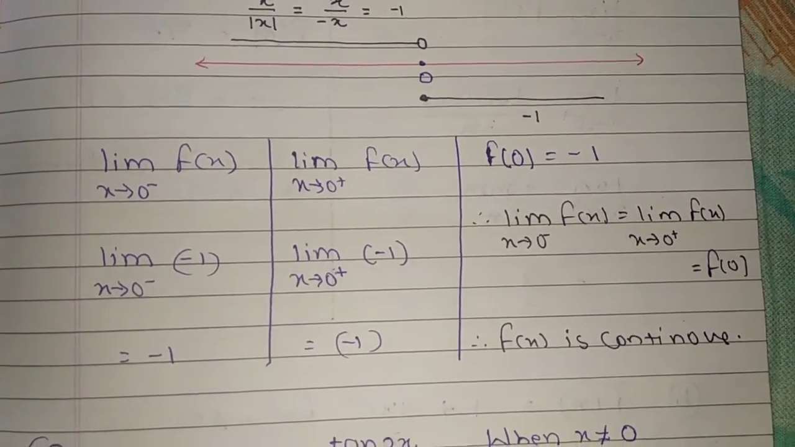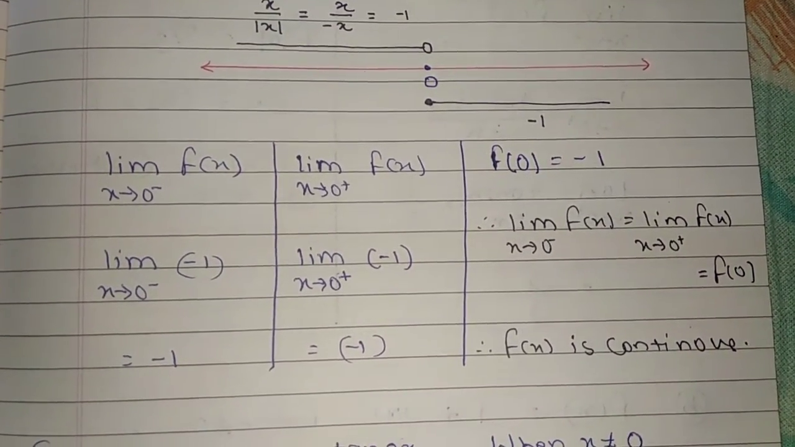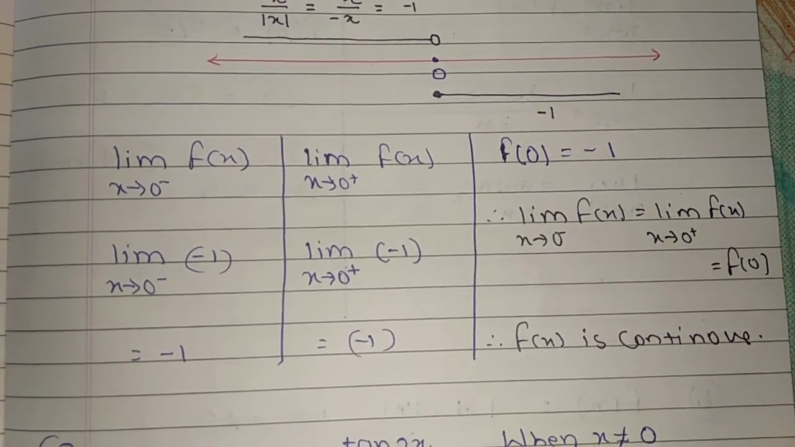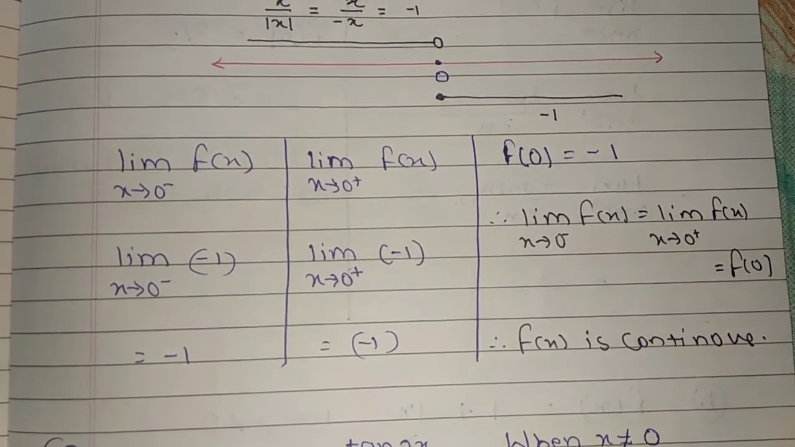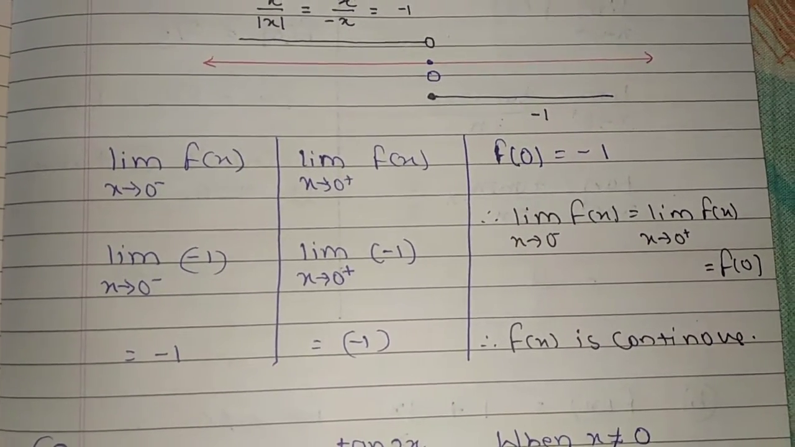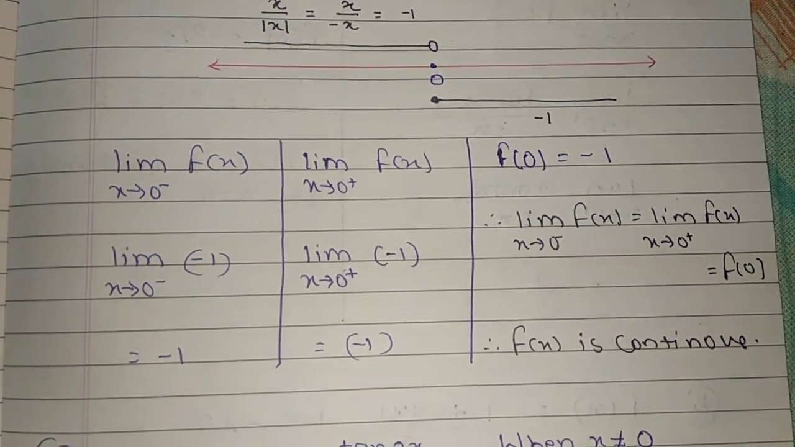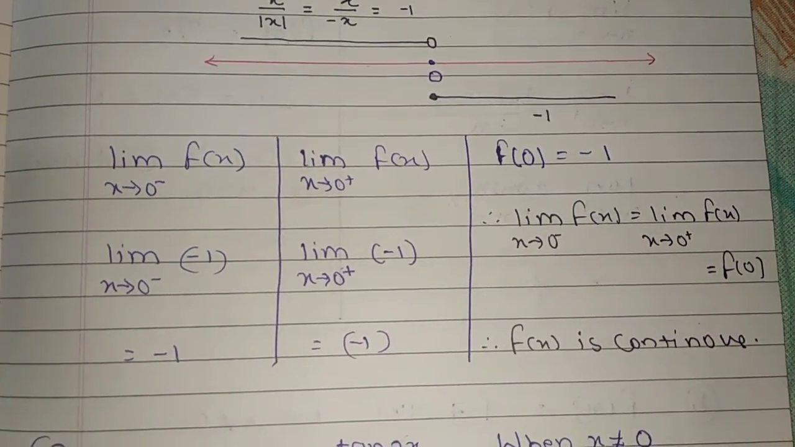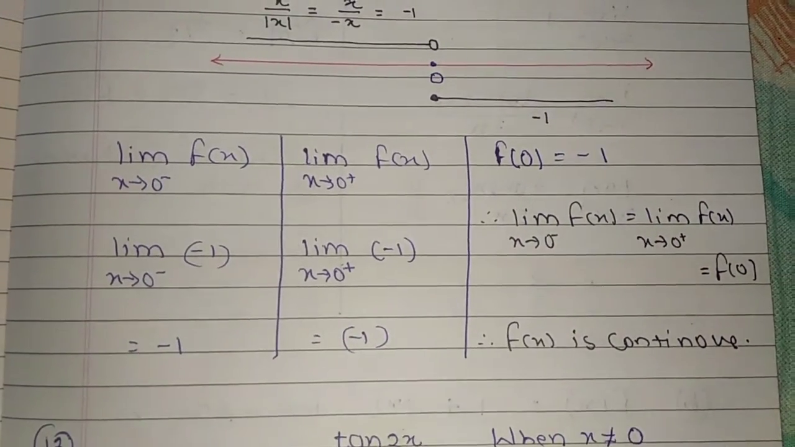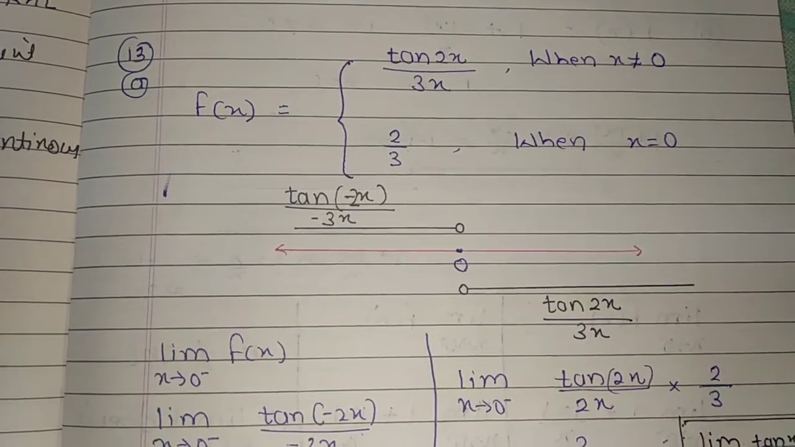Now let's calculate the left hand limit. So left hand limit of f of x is giving us -1, and the right hand limit is giving us -1. Hence function is continuous. Both the limits are equal to each other, therefore limit exists, and simultaneously this is given to us, the value of function at point 0 is -1. Hence function is continuous.